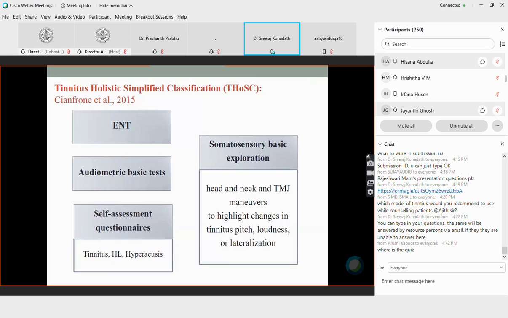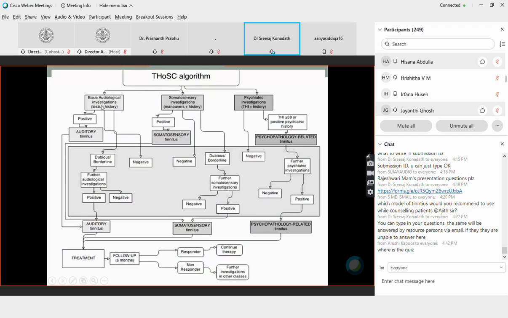Okay, so if you do the assessment through this particular tinnitus holistic simplified classification, it is going to be beneficial because it tells you what kind of assessment you need to do. So the first step is basic audiological assessment. If you go for a basic audiological evaluation and you find that there is some amount of hearing related problems, it is considered as auditory tinnitus.